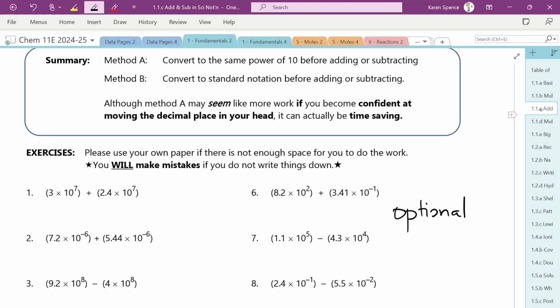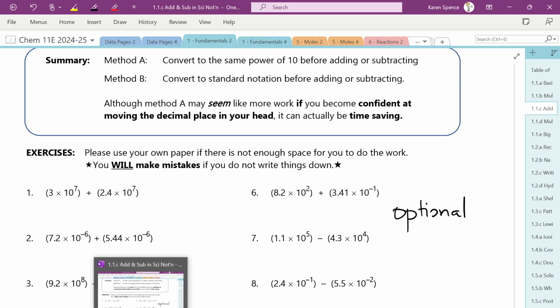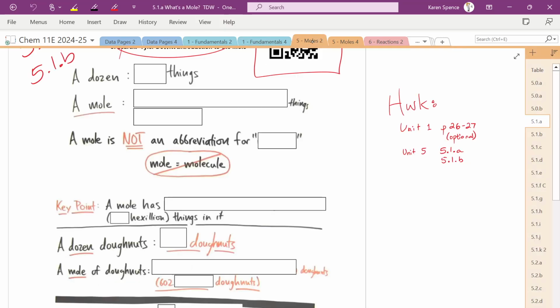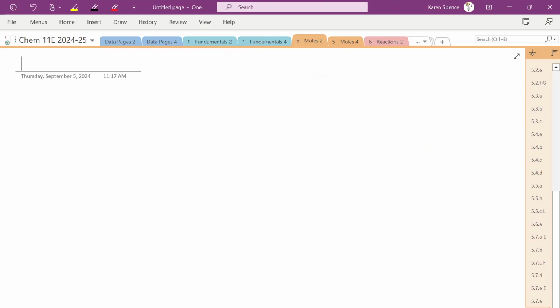All right, I would like to talk moles with you today. So we're going to go to the pink workbook. All right? So for homework, you have done 5.1a, 5.1b, and so let's just see. Tell your partner how much 1 mole of particles is.